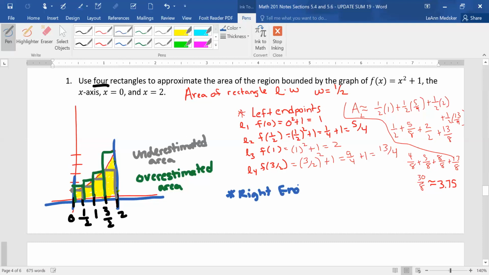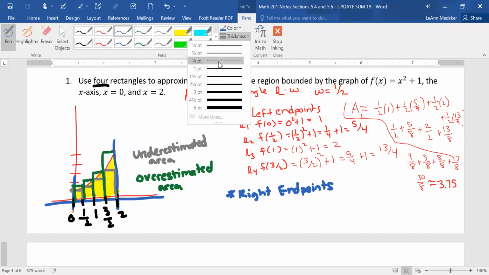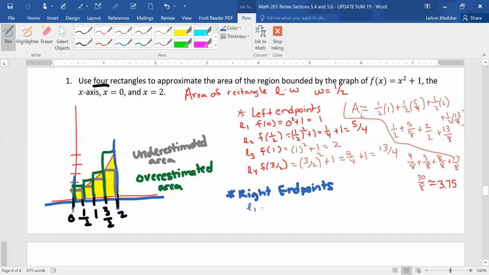Everything is similar. You're still going to use the 3 middle values we just found, like L2, L3, and L4, but you're going to leave off the 0 and you're going to use the 2. So you're overestimating since this function is going uphill. So our L1 this time is going to be f of 1/2. L2 is f of 1. L3, so these, remember, are just the lengths of our rectangles, is f of 3/2. And L4 is f of 2. So we already know these answers. This is 5/4, this is 2, this is 13 over 4, and this one we need to work out.